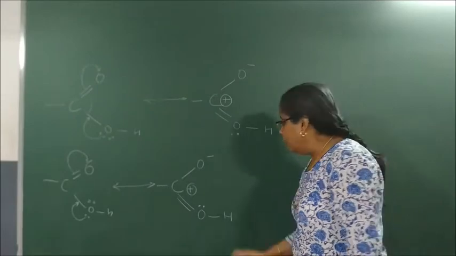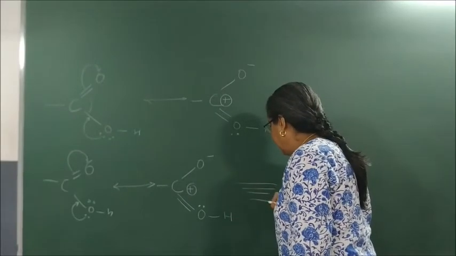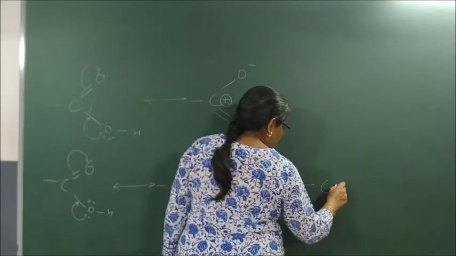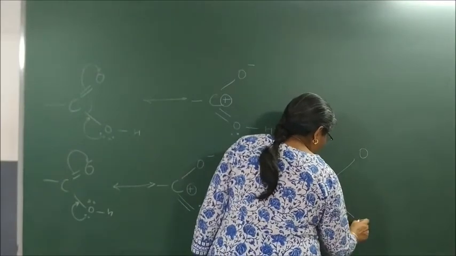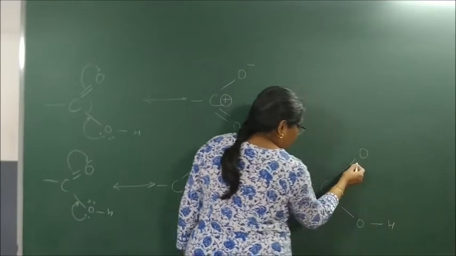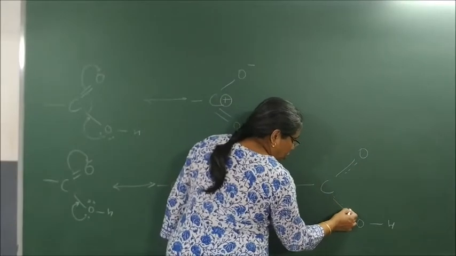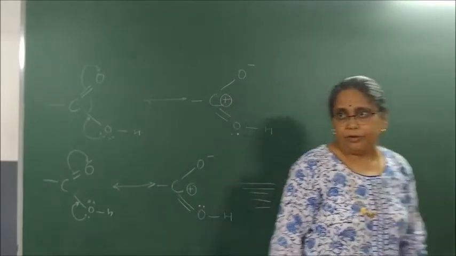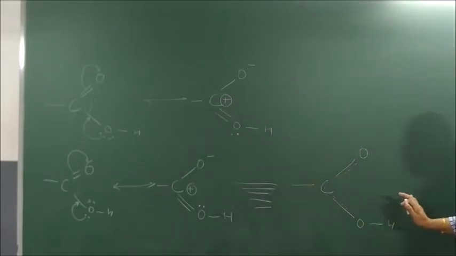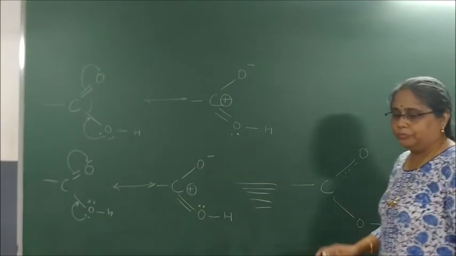Fine. Now what will be its resonance hybrid? Its resonance hybrid is COOH. The double bond can be either here or the double bond can be here. Is it clear? Understood? So write all 4 structures in the same row.